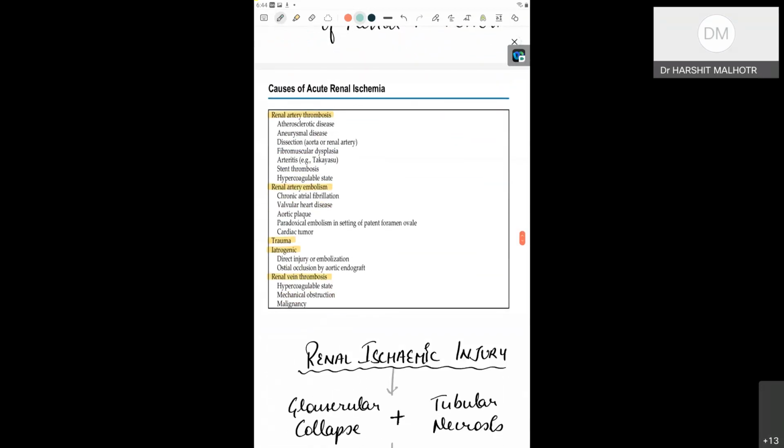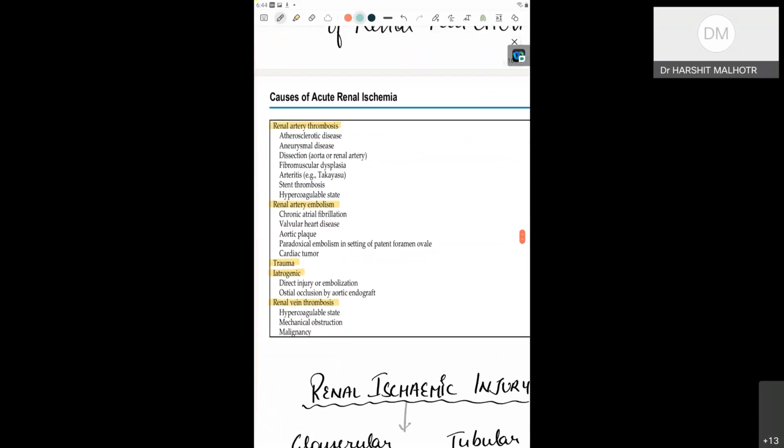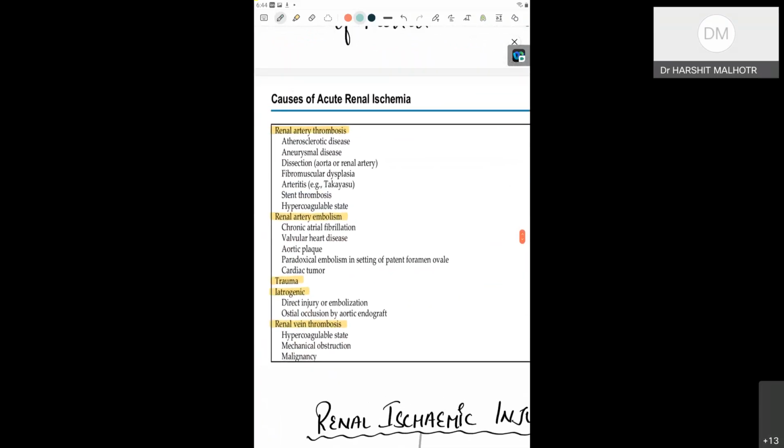Now, in general, quickly, the causes of acute renal ischemia can be renal artery embolism, renal artery thrombosis, trauma, iatrogenic injury, or a renal vein thrombosis when the vein is involved. For an arterial embolism, commonly in clinical practice, there has to be a source of emboli. The source is distally placed, and an embolus comes and causes a renal artery embolism, in which chronic atrial fibrillation is one of the causes. Valvular heart disease is one of the common diseases associated.